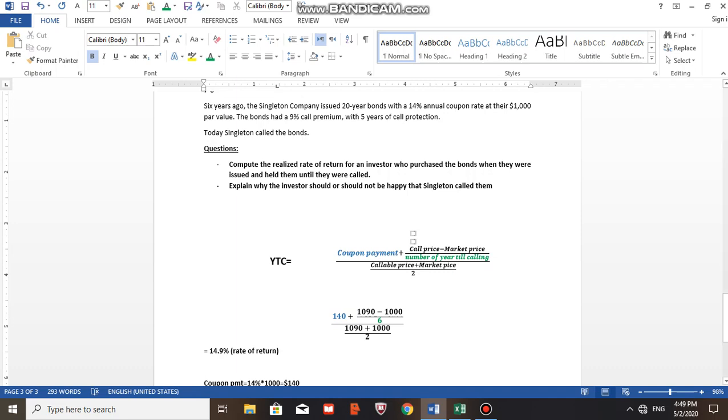So even if the investor is earning around 15% rate of return that is higher than the YTM, this investor won't be happy, because it means that they will need to reinvest the proceeds of the called bond at a lower rate than before. So that's why the investor is not happy, even if they have a higher rate of return than the YTM. Thank you.